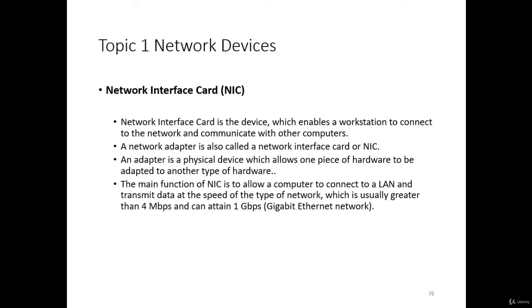Network Interface Card. A Network Interface Card is the device which enables a workstation to connect to the network and communicate with other computers. A network adapter is also called a Network Interface Card or NIC. An adapter is a physical device which allows one piece of hardware to be adapted to another type of hardware. The main function of a NIC is to allow a computer to connect to a LAN and transmit data at the speed of the type of network, which is usually greater than 4 Mbps and can attain 1 Gbps on a gigabit Ethernet network.